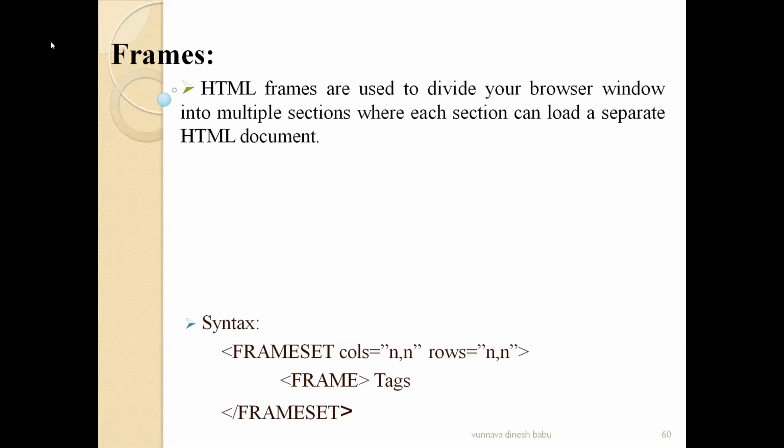That division means they will divide the browser into 2 or more rows or 2 or more columns. It depends upon our need. We can divide into any number of rows and columns. So HTML frames are used to divide your browser into multiple sessions.